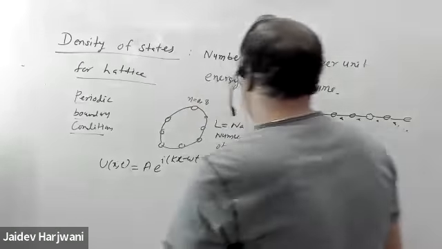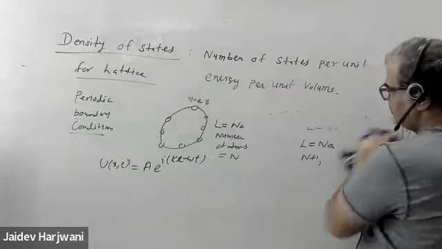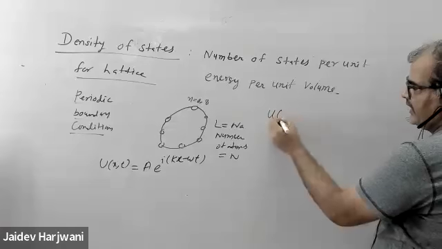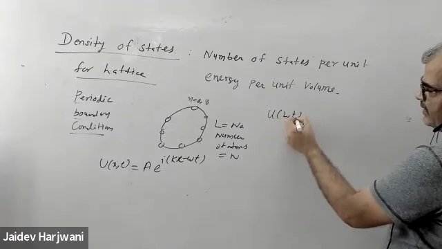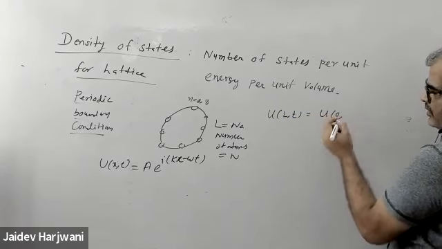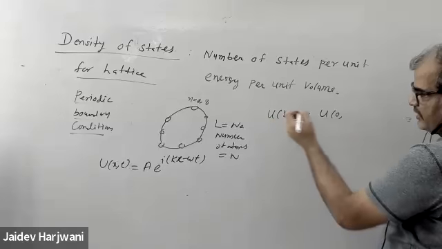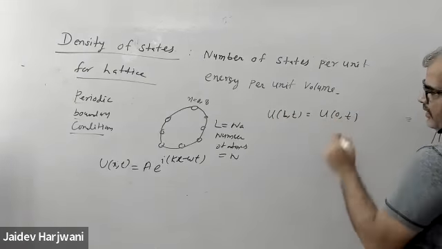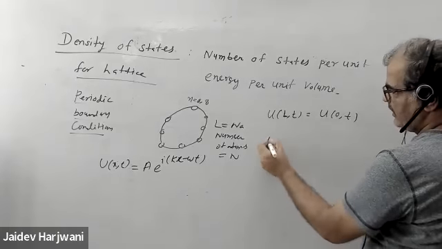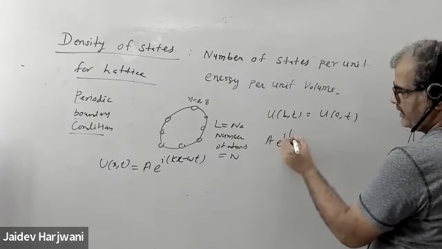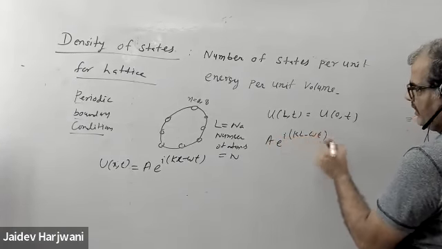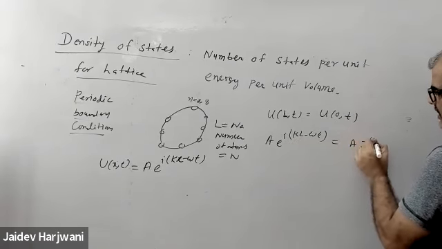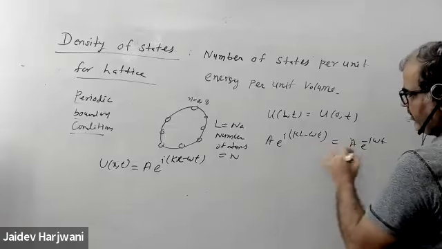Now, because this is periodic, the amplitude at u equals L and u equals 0 is the same. At L equal to Na, at the corner, it is the same. So if I put the same here, I can get e power iota (kl minus omega t) and e power minus iota omega t. This calculation we have already done.